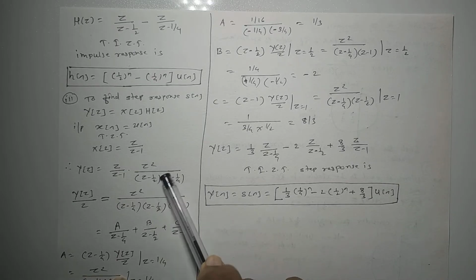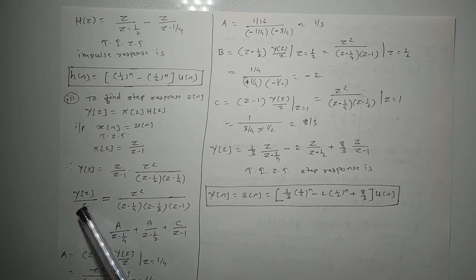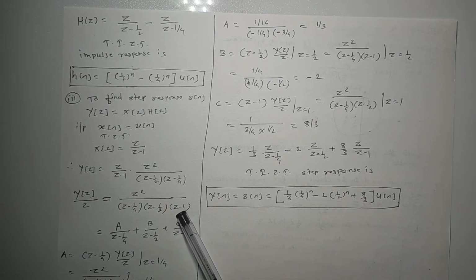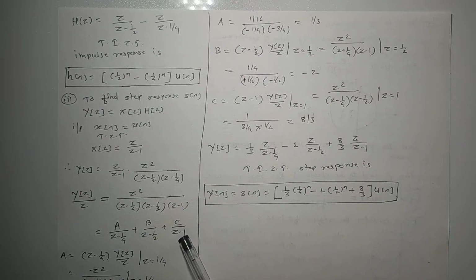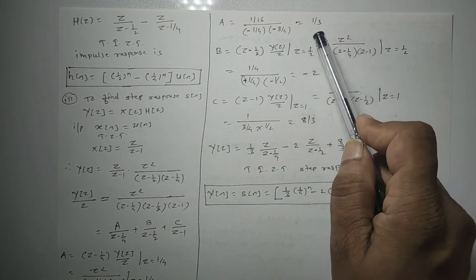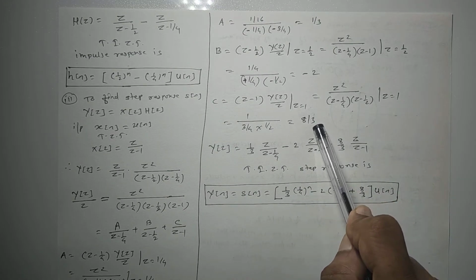Again you have to combine this and obtain its inverse z transform. So Y(z) upon z is equal to z squared upon (z minus 1 by 4)(z minus half)(z minus 1). Then you have to do the partial fraction expansion and obtain the three residues A, B, C. We obtained the values of A, B, C: A comes out to 1 by 3, B comes out to -2, and C comes out to 8 by 3.